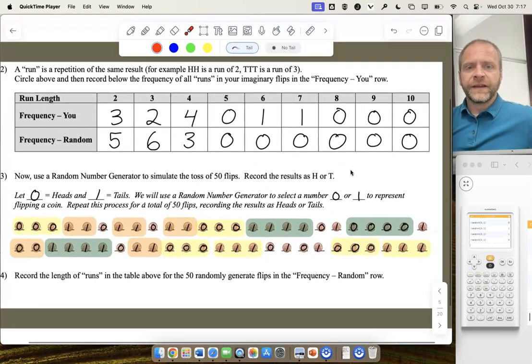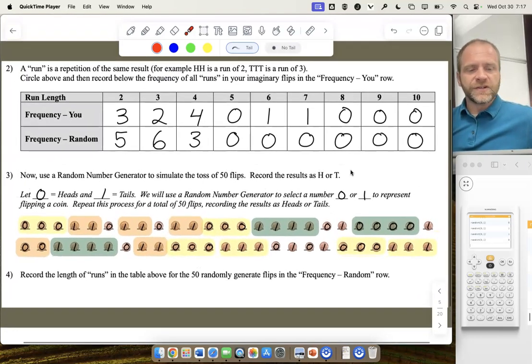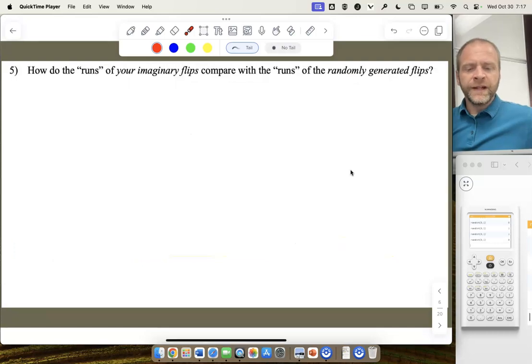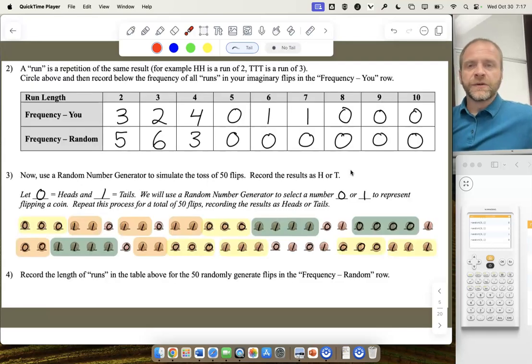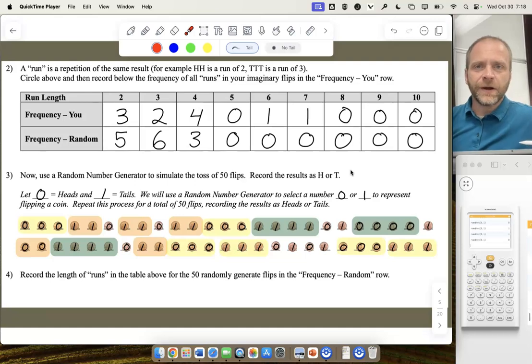Here's what we have. We have to ask ourselves a couple questions when we're analyzing this. We need to figure out how the runs of our imaginary flips compare with the runs of the randomly generated flips. We can see the table here, and we want to know how ours relate to the random. The ones I chose, which is up here, versus the ones that were random, which was using the calculator. Now, when I was doing it, I probably kind of cheated because I understand how this activity is supposed to go.